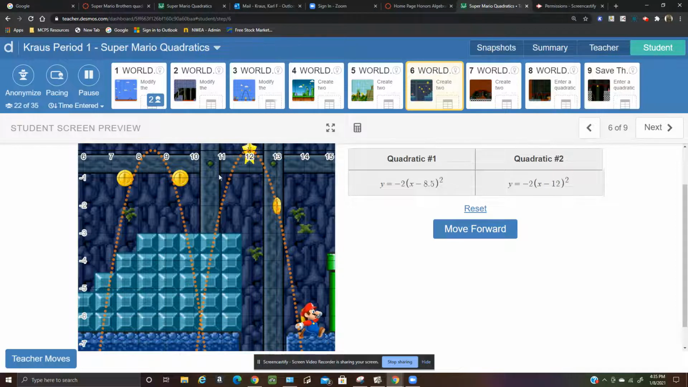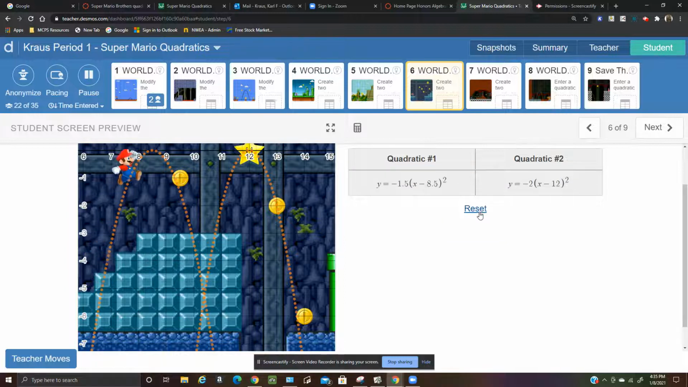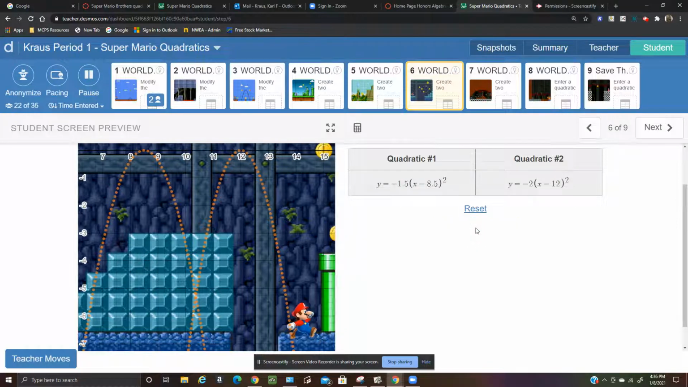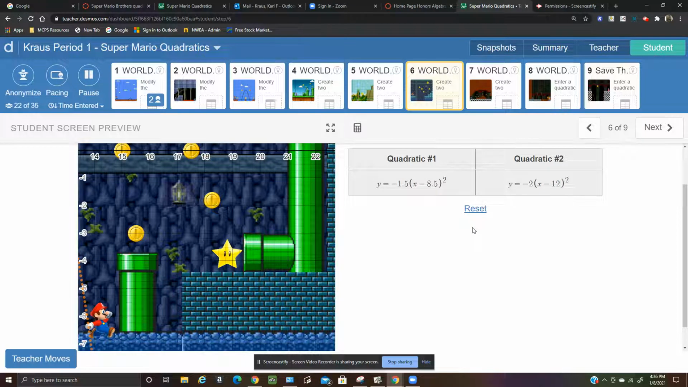Whoop, I missed both coins. I don't know why. It's saying to move on. So adjust the width of the first parabola and I get all the coins. Hey, and looks like the last one on this screen.